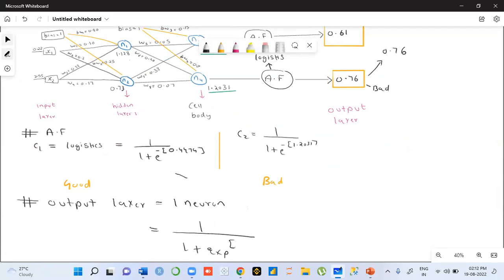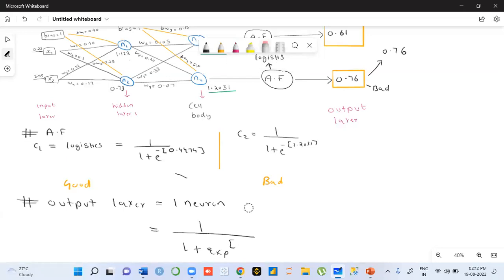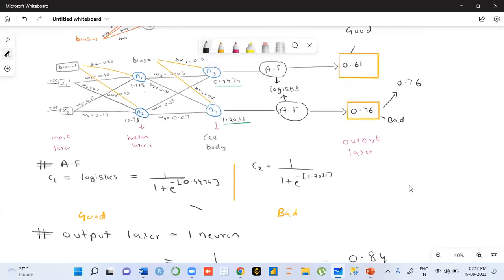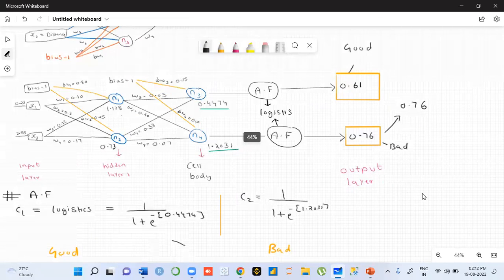Sum is 1.6505. What is the answer? 0.89? 0.8390. 84%. Okay. Now, guys, here if you see two things. I mean, guys, I'll leave you. Don't worry.